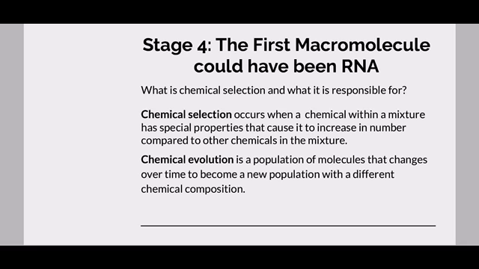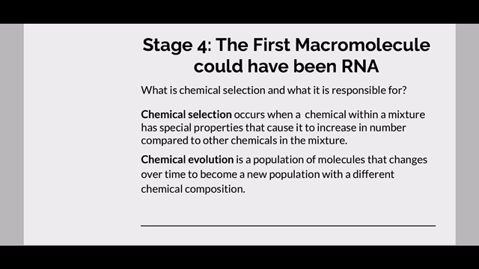What is chemical selection, and why do we need to know it? Without chemical selection, RNA would still be RNA. So let's see what happened. Chemical selection occurs when chemicals within a mixture have a special property that causes them to increase in number compared to other chemical mixtures. Now think back a little bit. Remember natural selection? When we have a certain gene or certain trait we want to carry out, we want it to overpower another one. That's happening now with chemical selection. Chemical selection is picking the best chemicals and increasing them over the not so great.